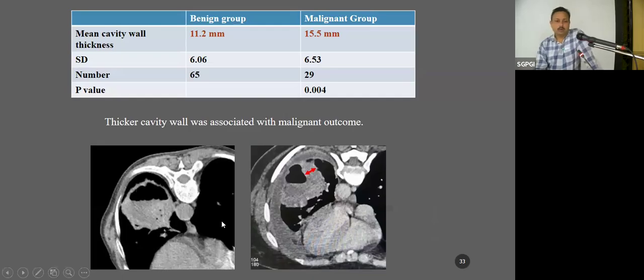Now coming to the wall thickness, in the benign group, the mean cavity wall thickness was 11 mm, while in the malignant group, the mean cavity wall thickness was 15 mm. So this finding was strongly suggestive of malignant outcomes. So a thicker wall, like in this case, had more chances of turning out to be malignant.